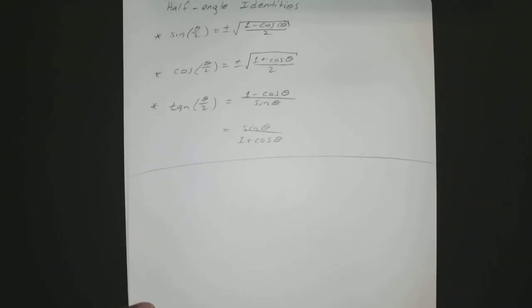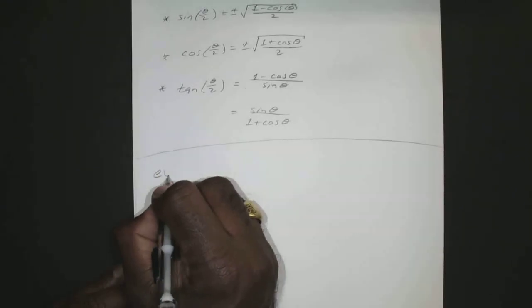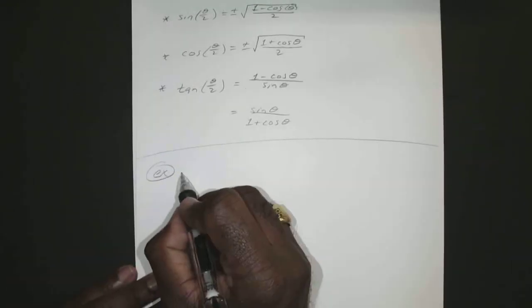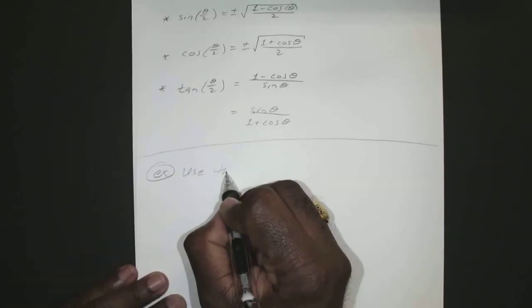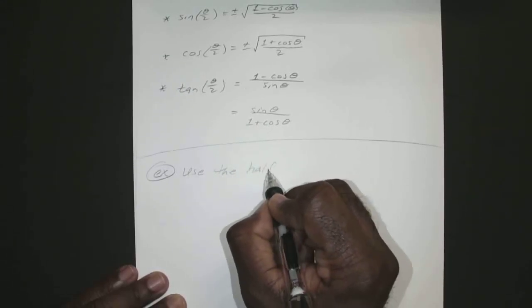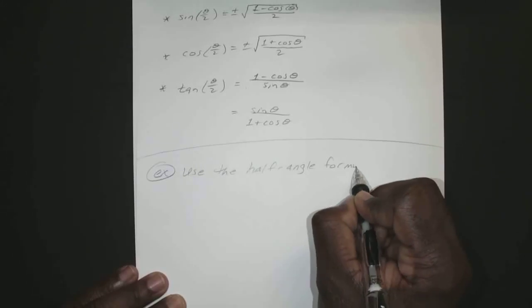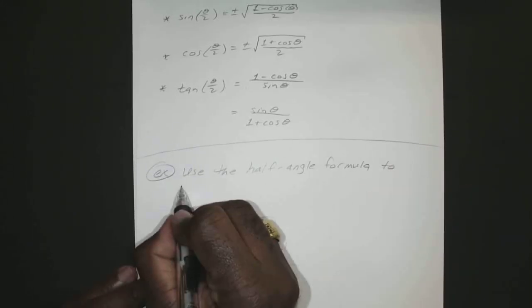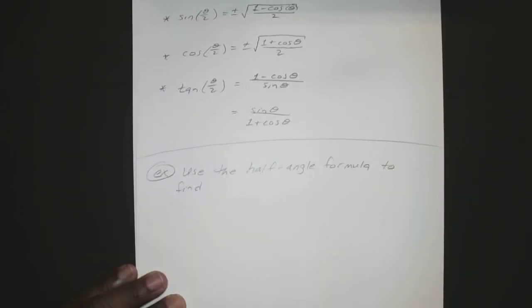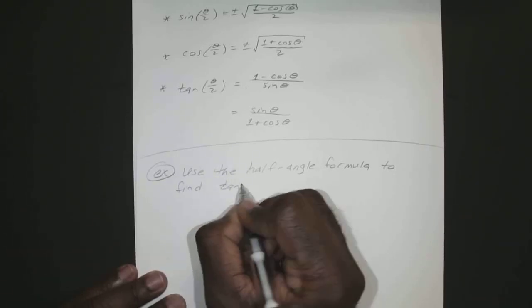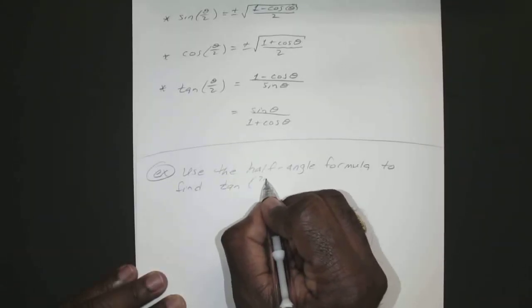All right, so let's say, for example, use the half angle formula to find tangent of 7 pi over 12.